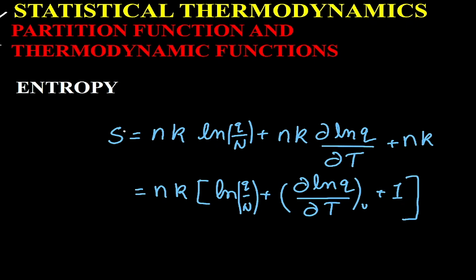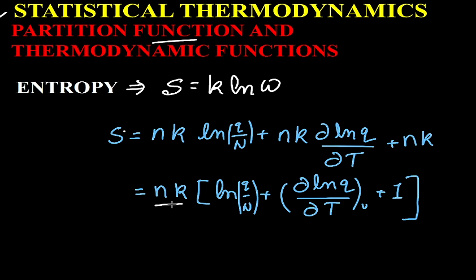Today under statistical thermodynamics, we will be looking at a few of the thermodynamic functions in terms of partition function, and the first function is entropy. So entropy could be written as S = k ln W, and this value of W could be obtained, and the entropy will be S = Nk ln(q/N) + NkT (d ln q/dT) + Nk, and we could take Nk common and we will have this.